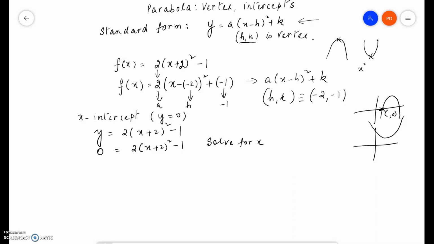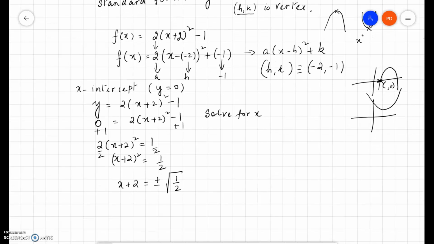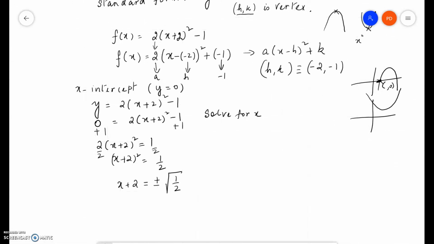So we have to get x by itself, so we add 1 on both sides. So we get 2 times x plus 2 the whole squared equals 1. Divide both sides by 2, so x plus 2 the whole squared is equal to half. And now I'm going to take square roots on both sides, so that'll be plus or minus radical half. And simplifying, again, subtracting 2 from both sides, I get x equals negative 2 plus or minus radical half.